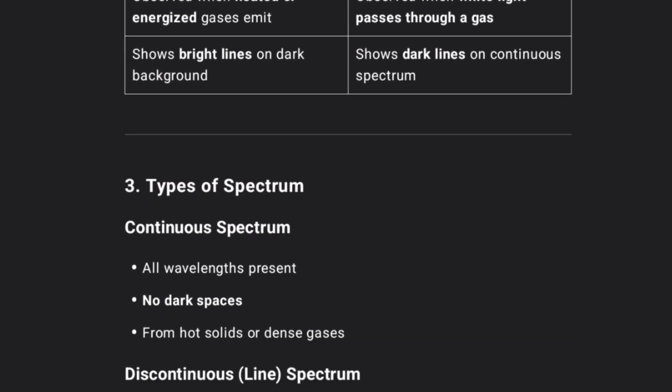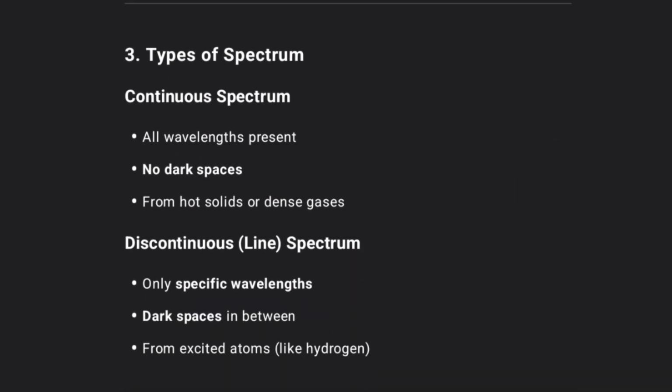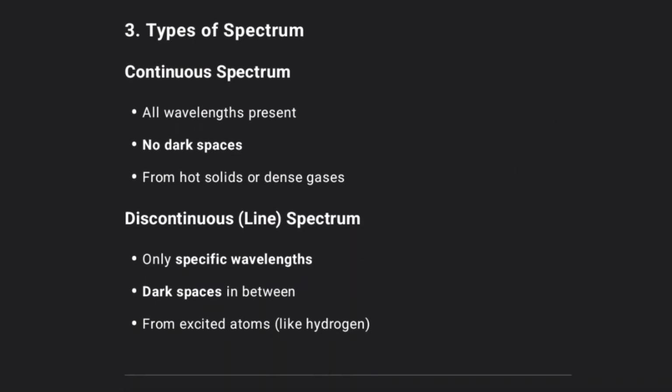3. Types of spectrum. Continuous spectrum: all wavelengths present, no dark spaces, from hot solids or dense gases. Discontinuous spectrum: only specific wavelengths, with dark spaces in between, from excited atoms like hydrogen.